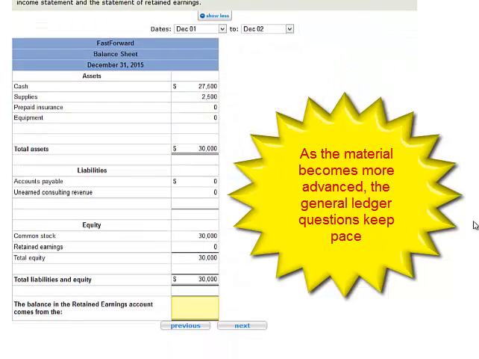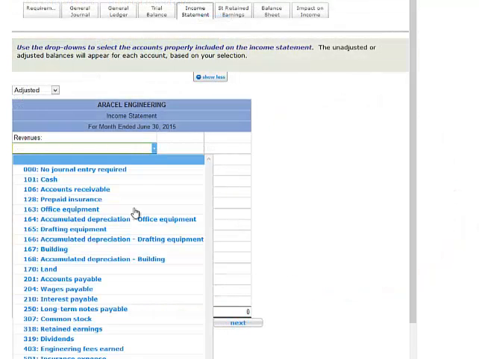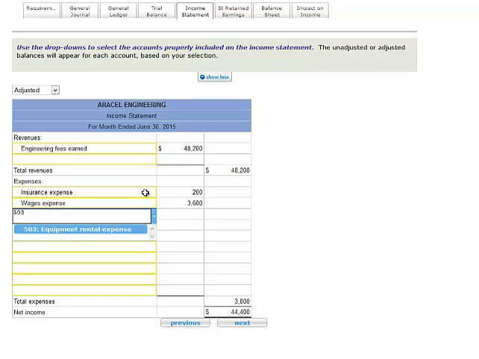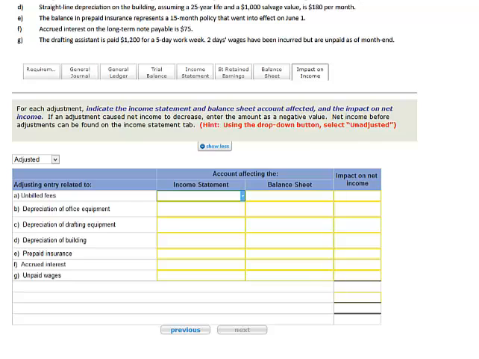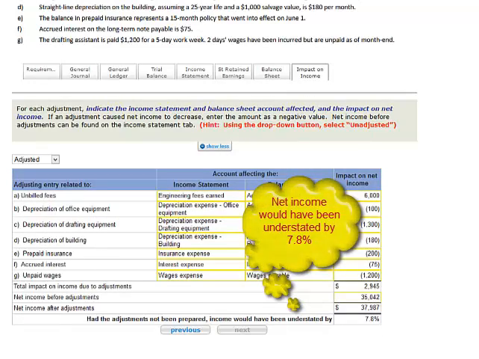As the material becomes more advanced, the General Ledger questions keep pace. In some General Ledger questions, the students must construct the financial statements, selecting the accounts that properly belong on each statement, and the dollar amounts are pulled from the trial balance based on the student's selection. Similarly, the Analysis tab targets the key learning objective of the chapter. For example, what is the impact on net income of each adjustment and adjustments in total?